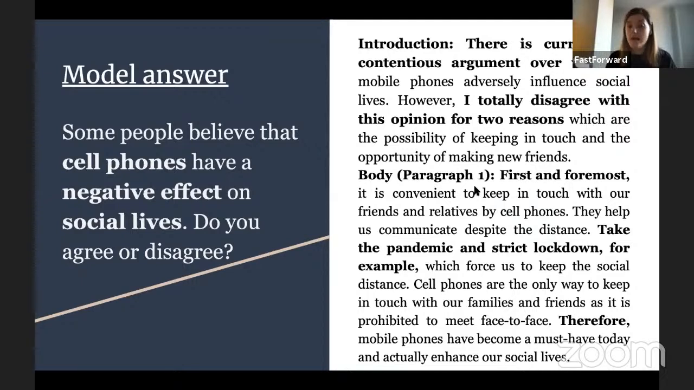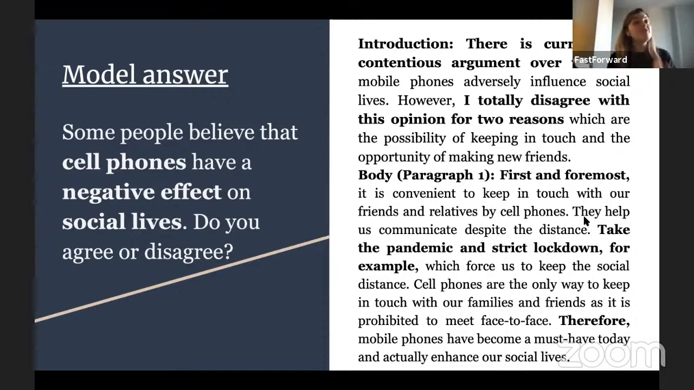Okay, body paragraph 1. You see I highlighted that for you. Yeah, it's quite a large paragraph, I would say, but it consists only of everything I talked about. So let's start from the first sentence. My first sentence is my topic sentence. And as I promised, I started with first and foremost. And I'm saying it is convenient to keep in touch with our friends and relatives by cell phones. Done. This is my topic sentence. I stated it. Okay, I stated that it's very convenient.